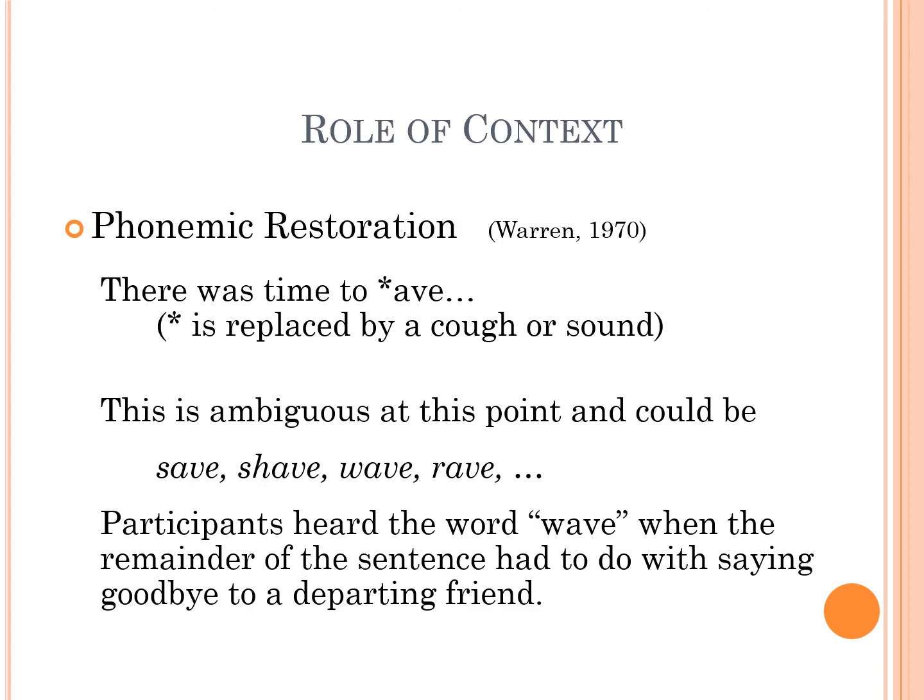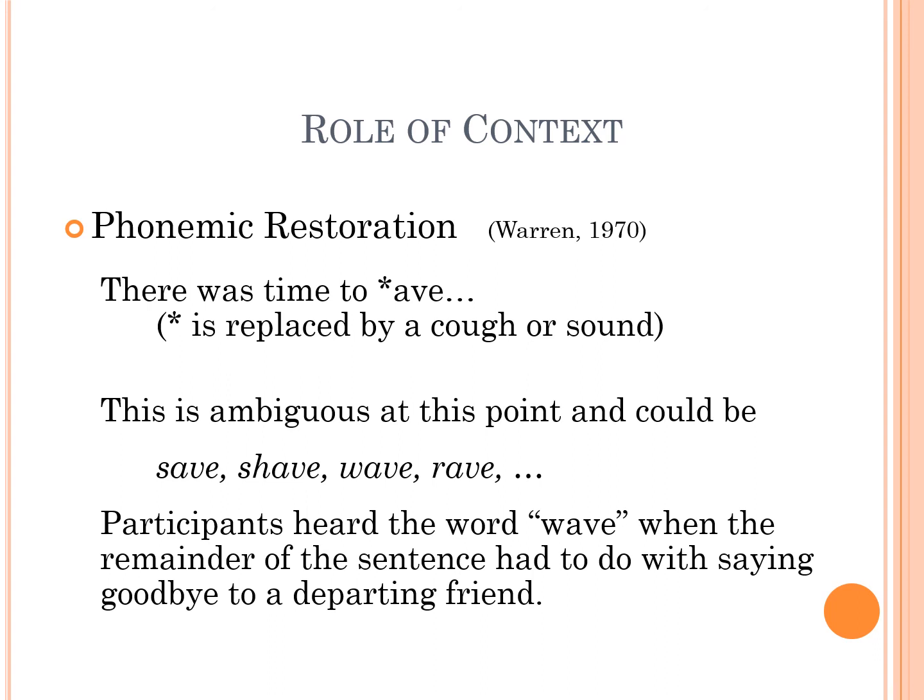Even more fun and interesting is this: there was time to Ave, where the asterisk is the cough sound or a broadband noise with lots of frequencies. I can't remember which all the time, but at this point, if you'll notice, there was time to Ave. This is ambiguous, and that word could be save, shave, wave, rave, and so on. Participants heard the word wave when the remainder of the sentence had to do with saying goodbye to a departing friend. So there was time to wave as the steamboat took off or whatever.